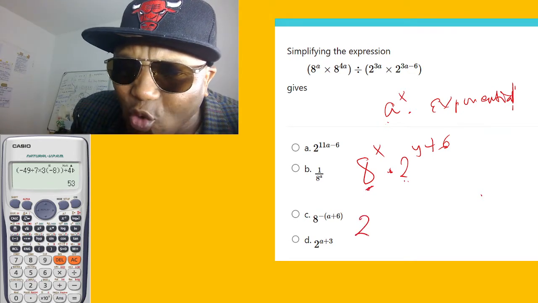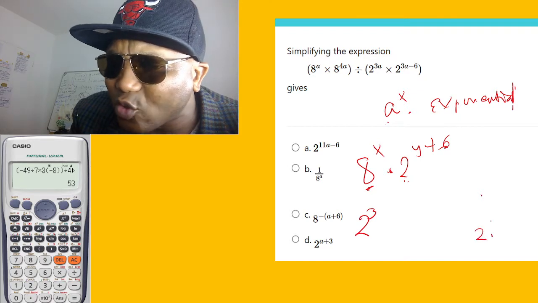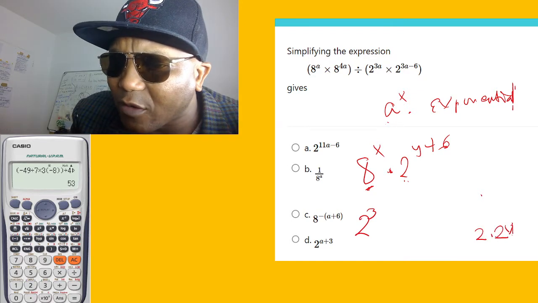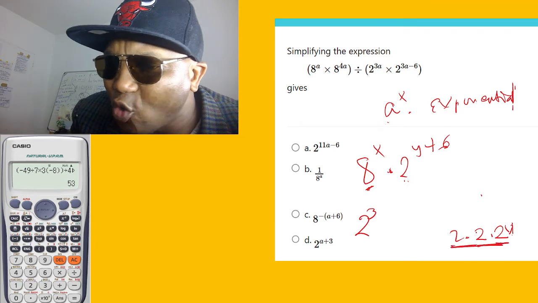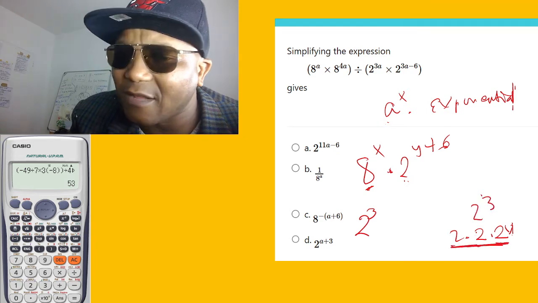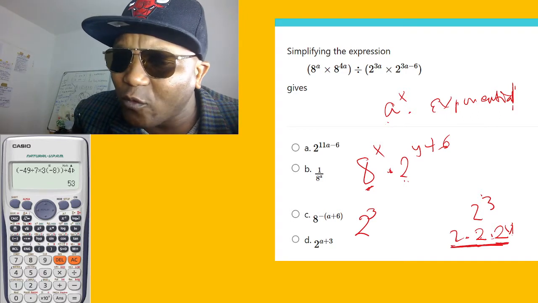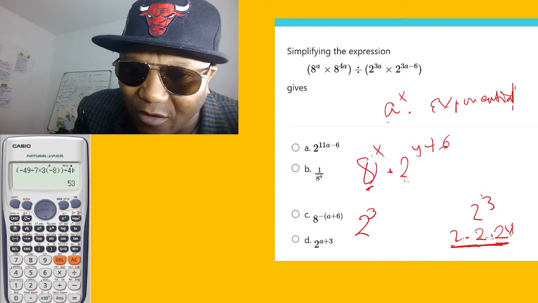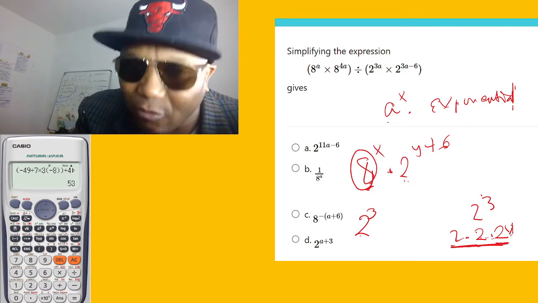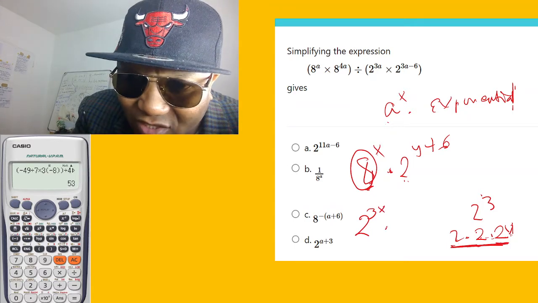What is 8? 8 is 2 power 3. What does that mean? It's like 2 times 2 times 2. It's 2 power 3. That's the meaning of that. So what is 2 power 3? 2 times 2 equal to 4. 4 times 2 equal to 8. So that's why instead of writing 8, I wrote 2 power 3.